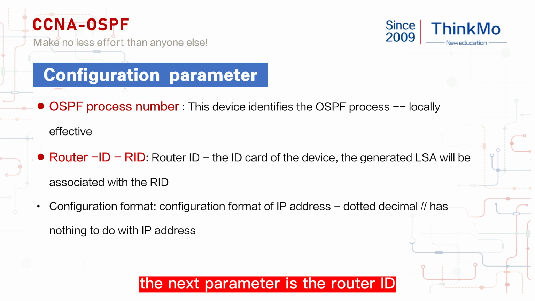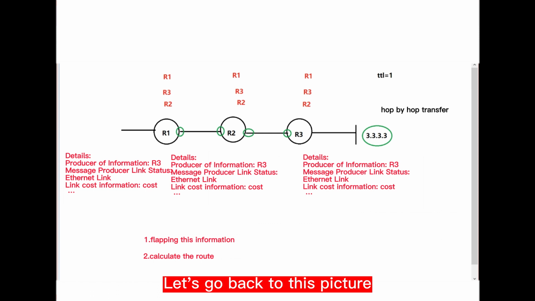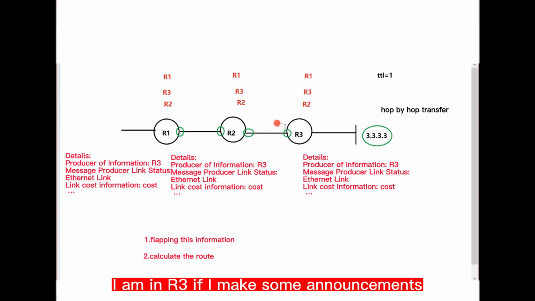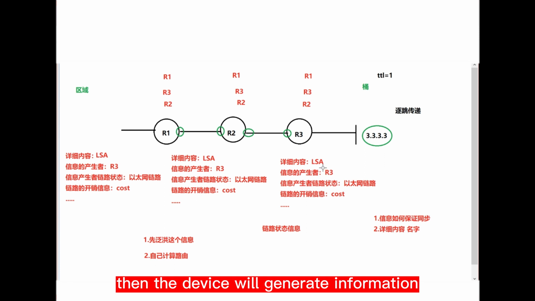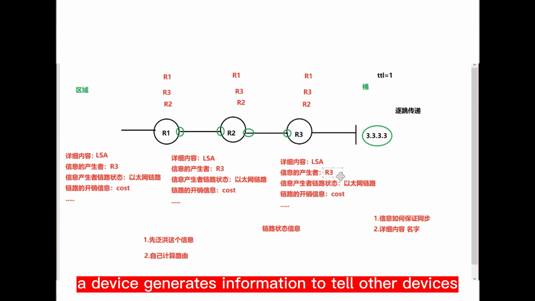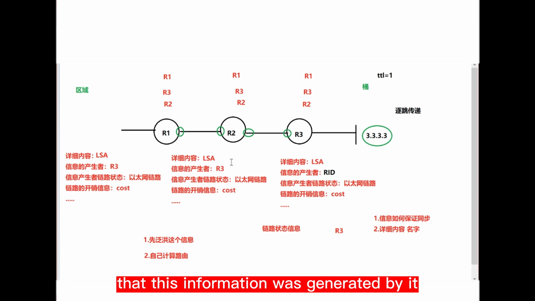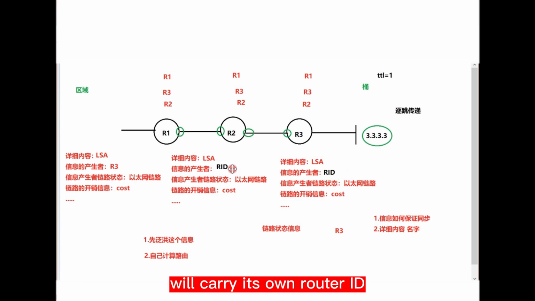The next parameter is the router ID. How is it identified? Let's go back to this picture. We just wrote here that this is the generator of the message. If I am R3 and I make some announcements, then the device will generate information to tell other devices. So we will fill in the router ID of this device here, telling other devices that this information was generated by it. So the information generated by each device will carry its own router ID. The router ID cannot be repeated.